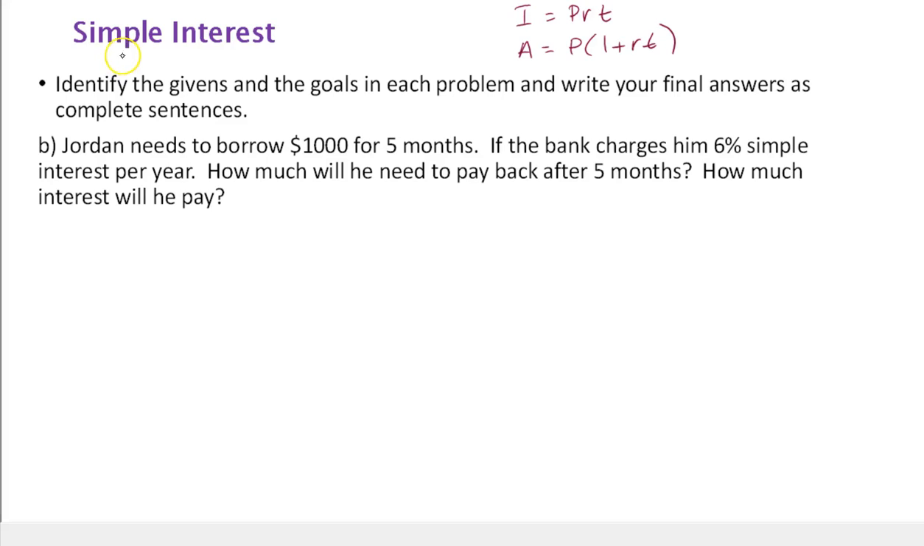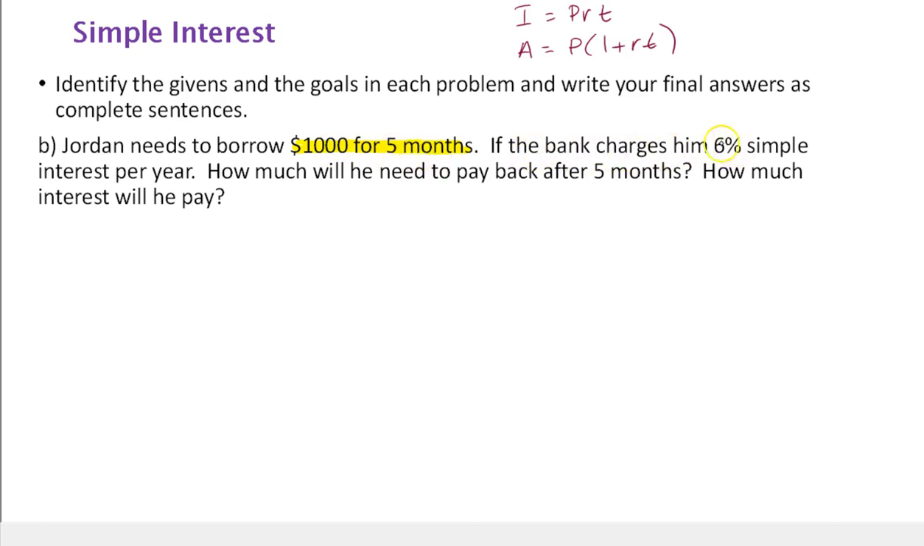In this video, we're going to look at a simple interest problem. Identify the givens and the goals in each problem and write your final answer as complete sentences. So Jordan needs to borrow $1,000 for 5 months. I'm going to highlight that yellow because it's given, and it's two pieces of information: the amount he borrowed, or the principal, and the time, 5 months.